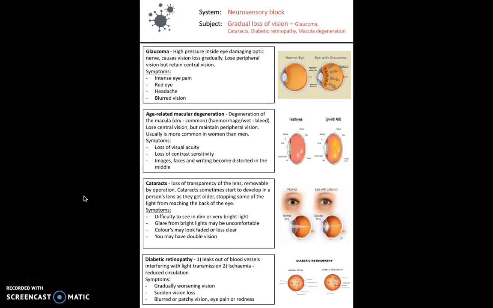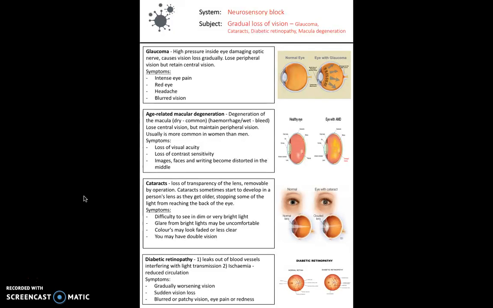So in terms of gradual loss of vision, there's a few conditions you need to be aware of. The first one is glaucoma, and this is due to high pressure inside the eye which damages the optic nerve, and the patient will normally suffer with intense eye pain or red eye. The next one is age-related macular degeneration, so this can be dry or wet. Dry is the most common, but in terms of wet, you'd be looking for a bleed or hemorrhage within the eye. Normally the patient will lose their central vision, so therefore a loss of visual acuity, and they'll also lose their contrast sensitivity, because you think that's one that's affecting the photoreceptors of the eye.